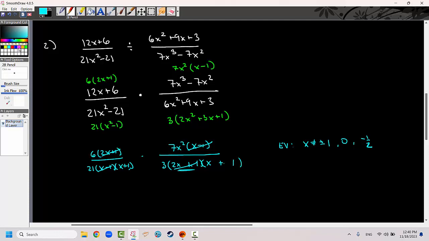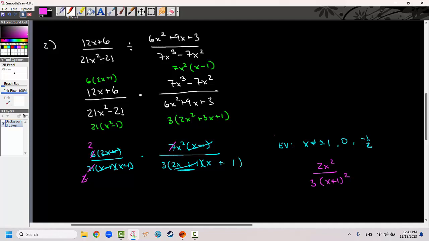Let's take a look. I'm going to switch colors here a little bit because we're getting a little too blue here. It looks like the 21 and the 7 are going to be gone, giving me a 3 down here. Now, the 3 and the 3 are not gone, but the 6 and the 3 are, in fact, gone, giving me a 2 up top. So here, let's take a look at everything that does not have a slash through it. Up top, it's going to be 2x squared over 3 times x plus 1 times x plus 1, but I'm going to go ahead and call them x plus 1 quantity squared.